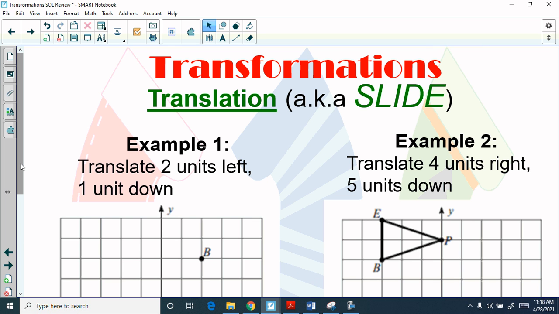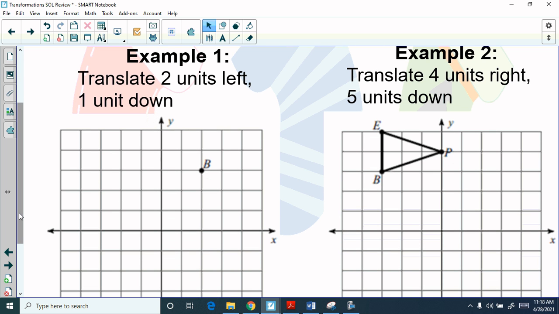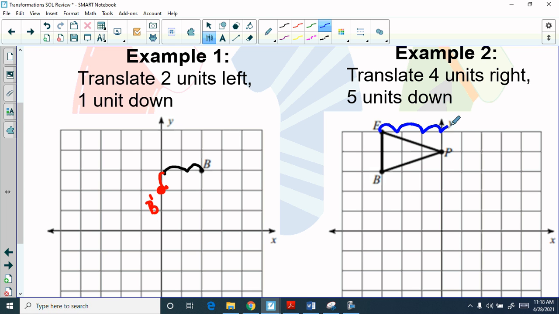So with translations, these are those slides across the paper. You just move them in the directions they're telling you to go. This asks us to translate it 2 units to the left. So I'm going to go 1, 2, and then 1 unit down. Then I'm going to place my dot, and this is my B prime. For our second example, we're going to do the same thing. We're going to translate 4 units right and 5 units down. So I'm going to go 1, 2, 3, 4, and then down 1, 2, 3, 4, 5. That's going to be my E prime.